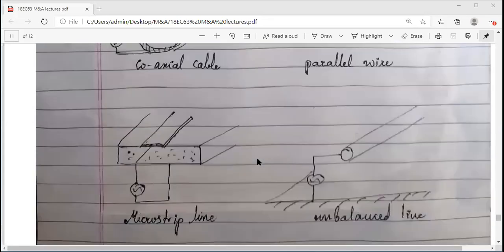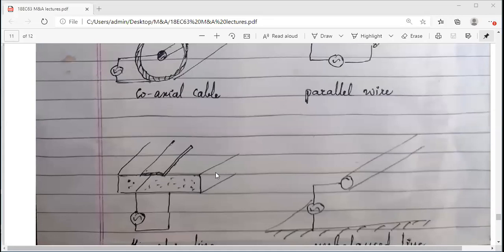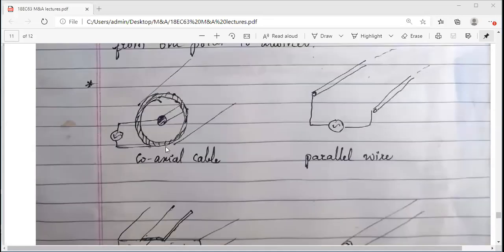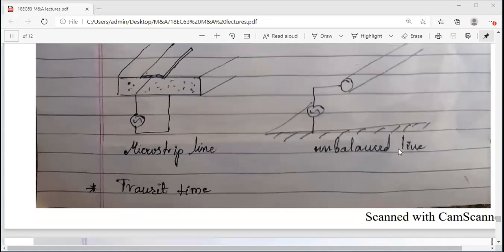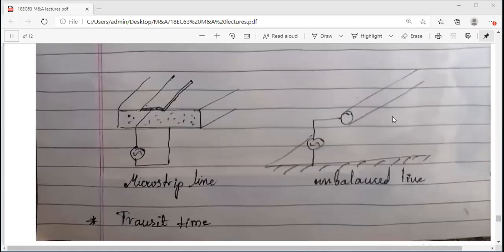Here again I have drawn a few transmission lines by hand. I tried a coaxial cable. You have a parallel wire line, two parallel conductors, a balanced line. Then there is an unbalanced line wherein a single conductor is used and the other end is connected to the ground. And this is one transmission line, the microstrip line. This comes in the antennas part.